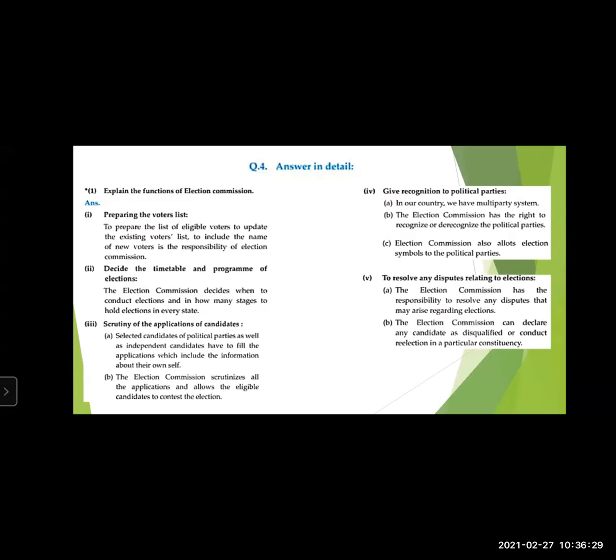Then the fourth point under functions is giving recognition to political parties. Under that you will write, in our country we have a multi-party system. The Election Commission has the right to recognize or de-recognize the political parties. The Election Commission also allots election symbols to the political parties. The fifth point is to resolve any disputes related to elections. The Election Commission has the responsibility to resolve any disputes that may arise regarding elections. It can declare any candidate as disqualified or conduct re-election in a particular constituency.